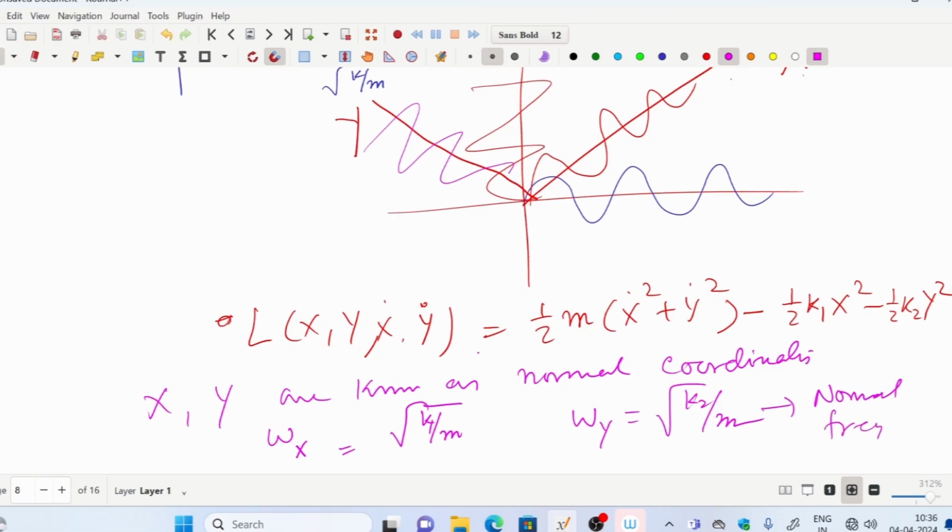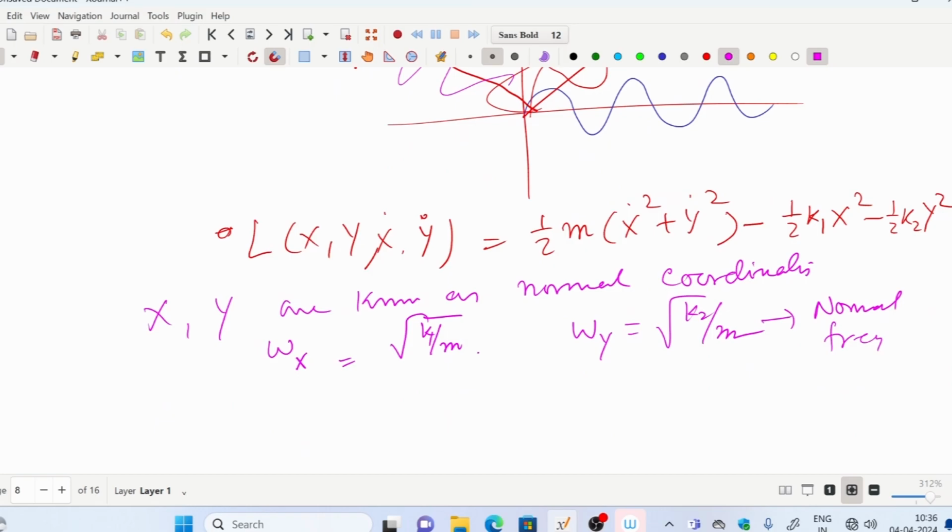Okay, so in this case we find that it is possible to find two independent directions for a two-dimensional system, where the oscillation in one direction will not talk to the oscillation in the other direction. Those are known as normal modes. Okay, so this is all about normal modes and normal coordinates.